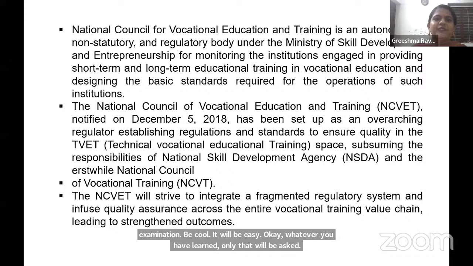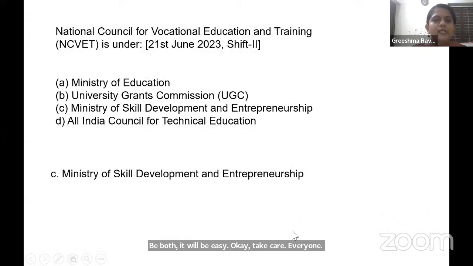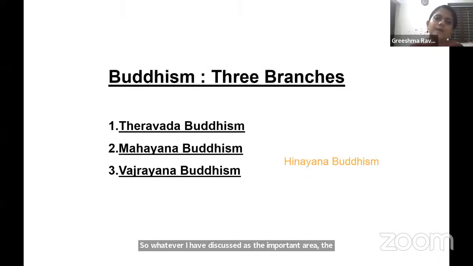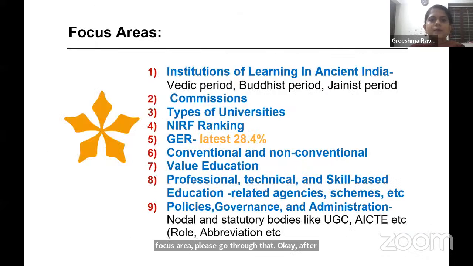Okay, take care, everyone. So whatever I have discussed as the important area, the focus area, please go through that. After covering those areas, you can read the rest. Those are the important areas. Okay. NIRF ranking, all these are important areas. Please go through that. Limited time we had. That's why I couldn't cover each and everything.